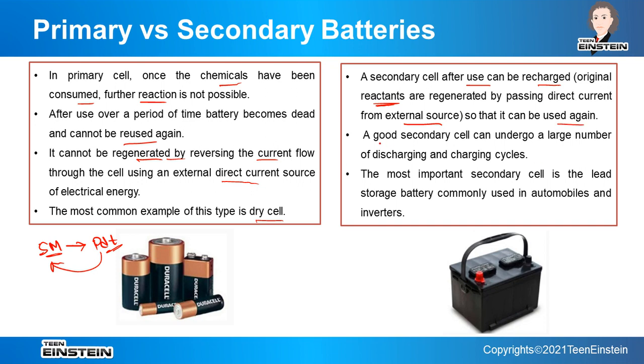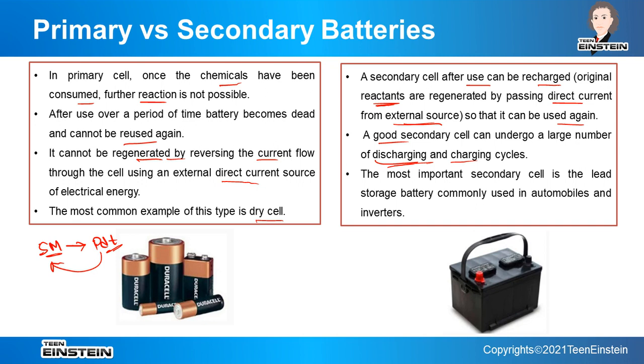So if the secondary cell is very good, that means it can undergo a large number of discharging and charging cycles. When it first operates, there will be discharging. Some energy is already stored in the battery, so it will discharge, and once it is discharged, now we can do the non-spontaneous reverse reaction by applying direct current from an external source. So this is the discharging-charging cycle.